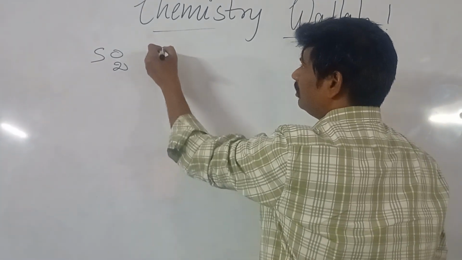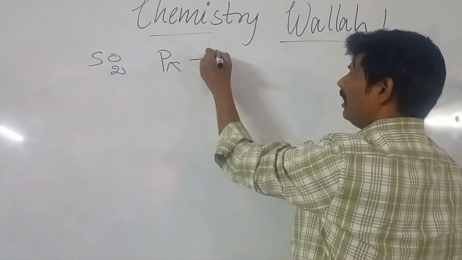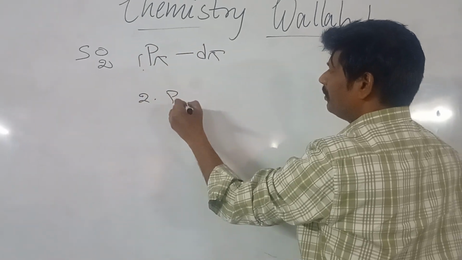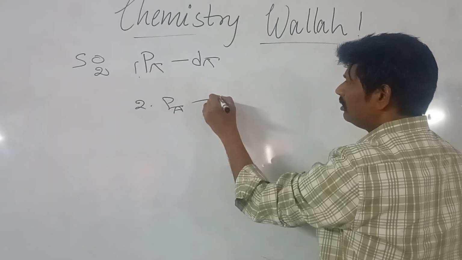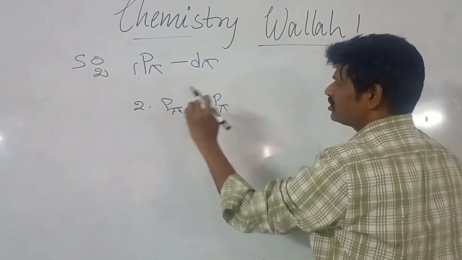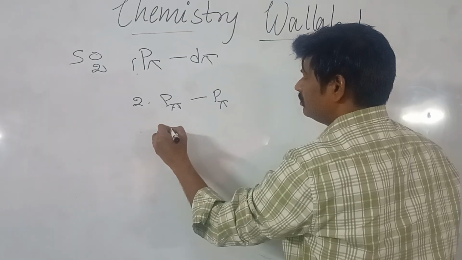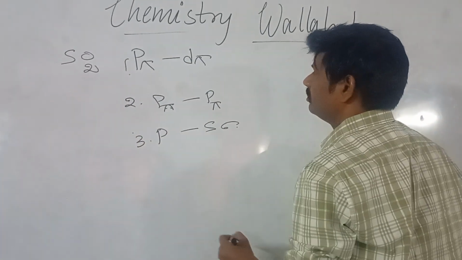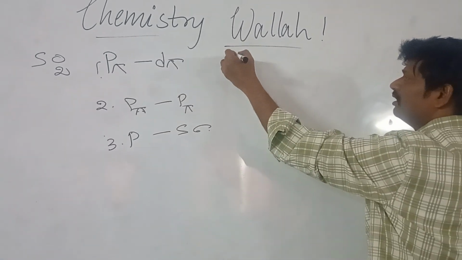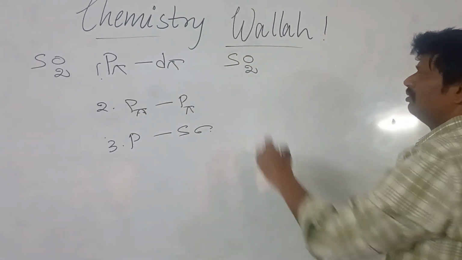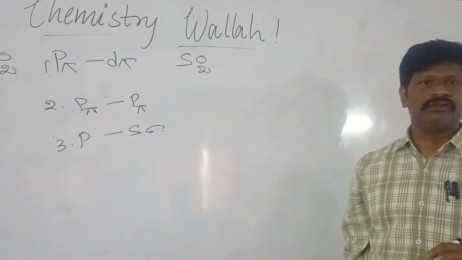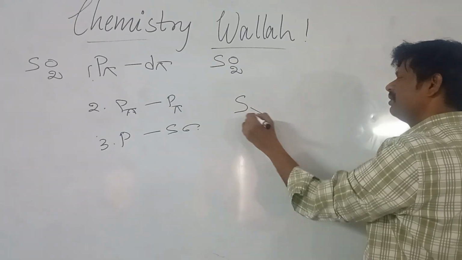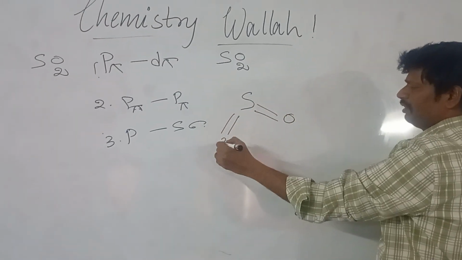How to find out the pπ-dπ or pπ-pπ bonds, or p-p and s sigma bonds. First, what is the given molecule? The given molecule is sulfur dioxide. So in sulfur dioxide, the first step is to write the structure of sulfur dioxide.